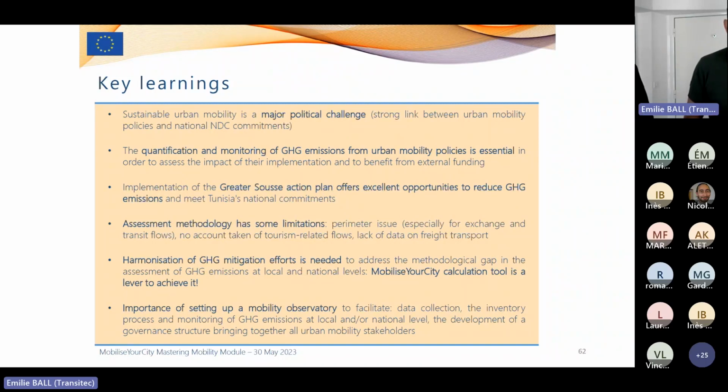For cities like Sousse, it seems to us really important to consider all the opportunities to reduce GHG emissions, because it's also a way to support actions to improve accessibility. There are some gaps for sure in the methodology we have used for Sousse, notably because we have no information about tourism related flows, or, as Emily mentioned, we have a lack of data in terms of freight transport.